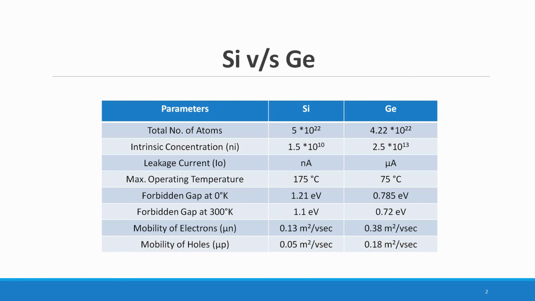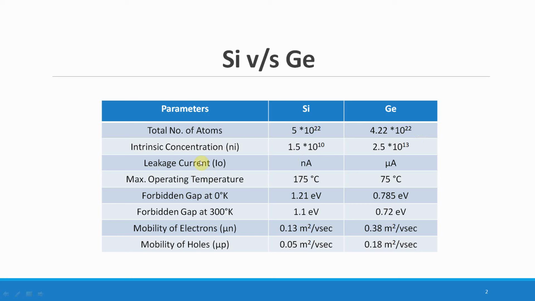Firstly, I have made a difference table between the various parameters of silicon and germanium. First, the total number of atoms. Seeing this figure, we can infer that silicon and germanium have approximately the same total number of atoms, like 5 into 10 raised to 22, whereas 4.22 into 10 raised to 22. Next, intrinsic concentration, there is 1.5 into 10 raised to 10 and 2.5 into 10 raised to 13. Germanium has a higher level of intrinsic concentration.